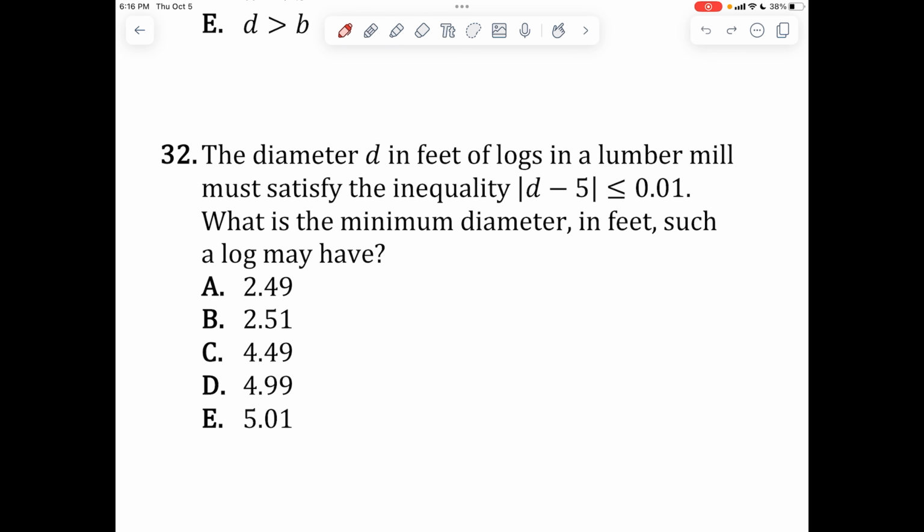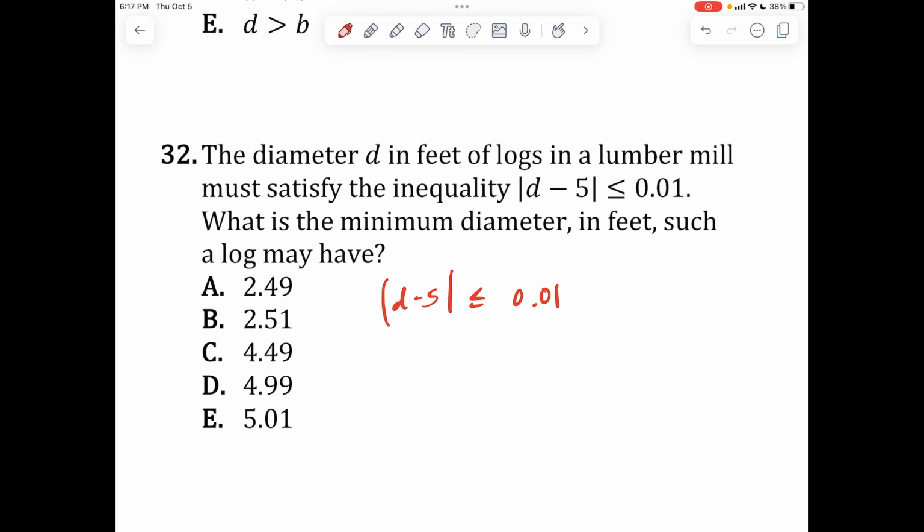The diameter in feet of logs in a lumber mill must satisfy the inequality absolute value of d minus 5 is less than or equal to 0.01. What is the minimum diameter in feet such a log may have? Okay, so basically what this is saying is, let's just evaluate this right here and see what values it gives us. So there's two ways to evaluate an absolute value inequality.